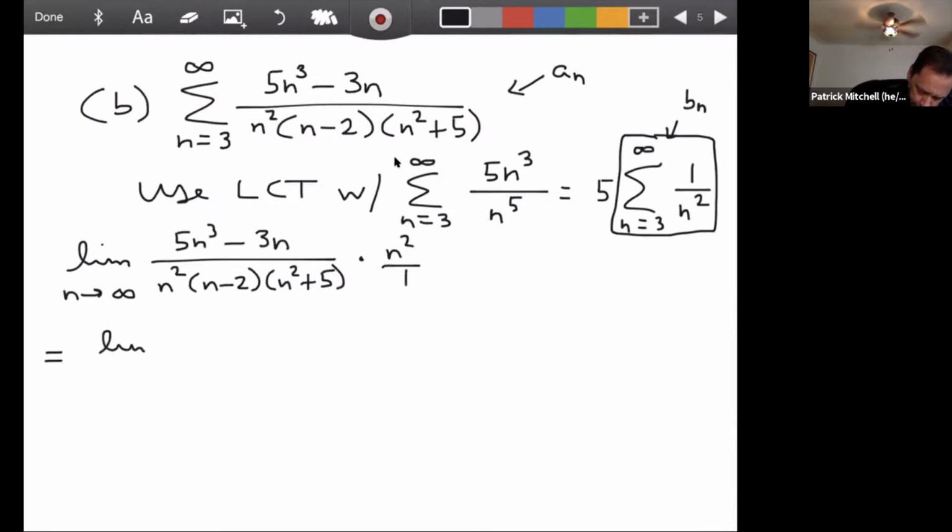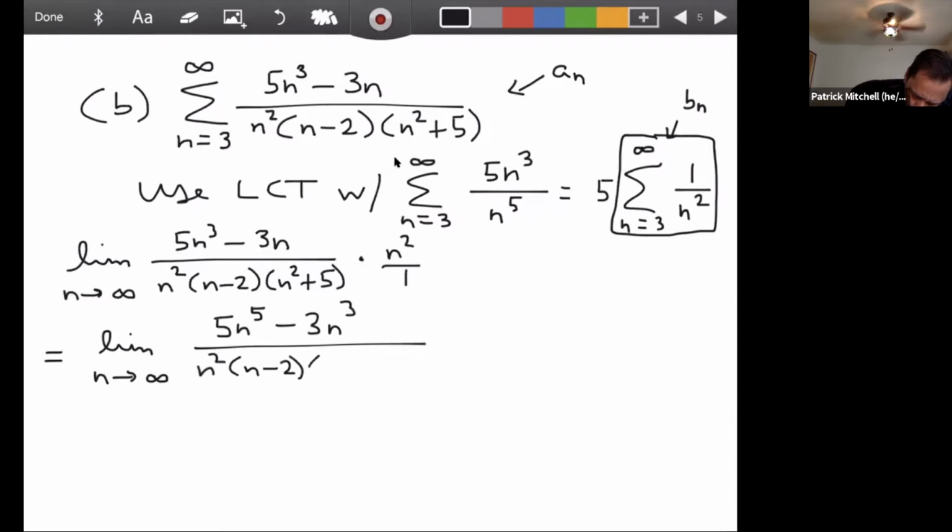That's going to give me this nice rational function whose numerator is 5n to the 5th minus 3n cubed over n squared times n minus 2 times n squared plus 5. All right, so all you need to know about this is that the dominant term upstairs is 5n to the 5th. The dominant term downstairs is n to the 5th, which means that the limit is the ratio of the leading coefficients, which would be 5 over 1, which is 5, which is finite and positive.